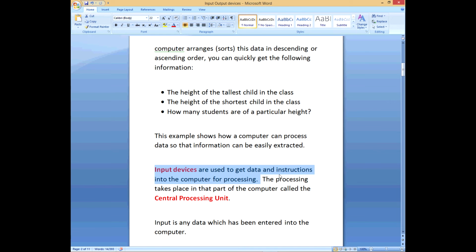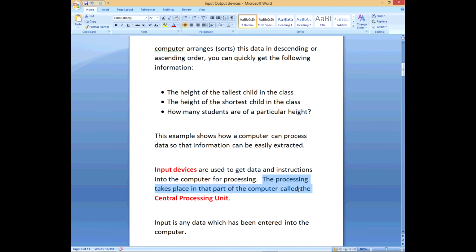Please notice two elements can be input. Using the input device, you can input data or you can input instructions. Please bear that in mind. Either of them can be input into the computer. Okay. So now that we know what data is, what information is, what input is, let's look now more in detail at processing. The processing takes place in the part of the computer called the central processing unit.